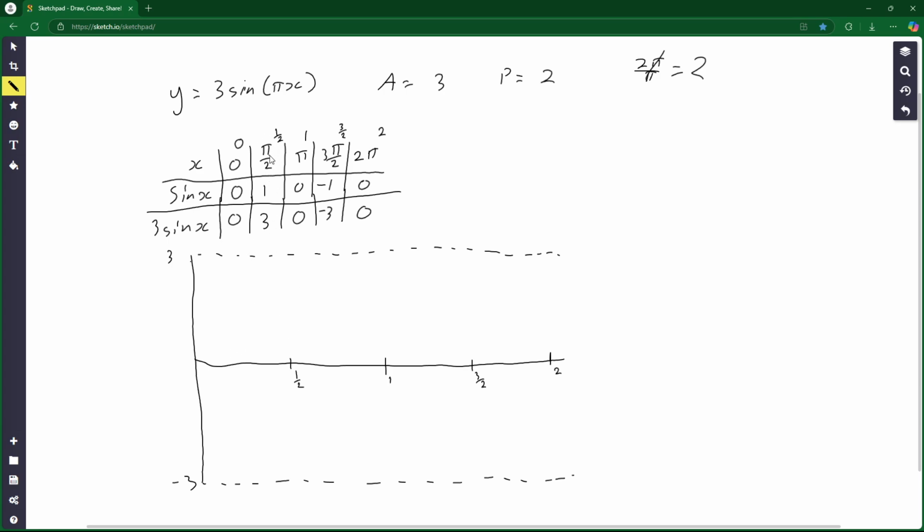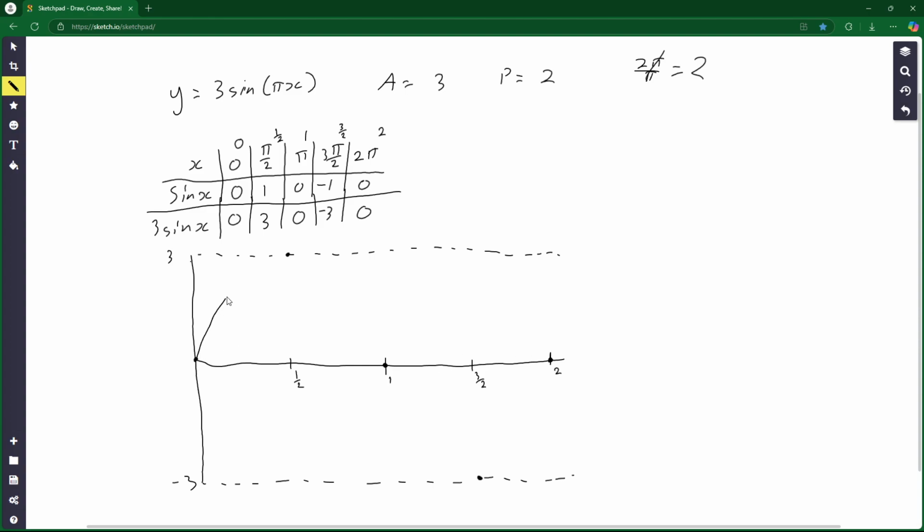Our first point here at 1/2 is going to be 3. So we're going to go up, place a point here. And also this is going to start at 0. My bad. Next point is going to be 1/2, 3. Our next point is going to be 1, 0. Then our next point is going to be 3/2, -3. So down here. And then our next point is just going to be on this 2 right here. And that is one full period.